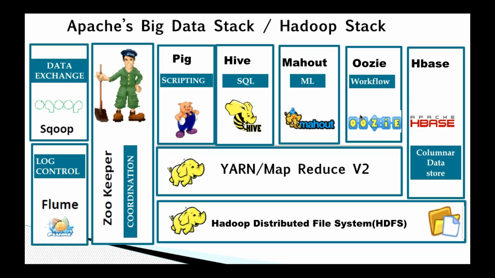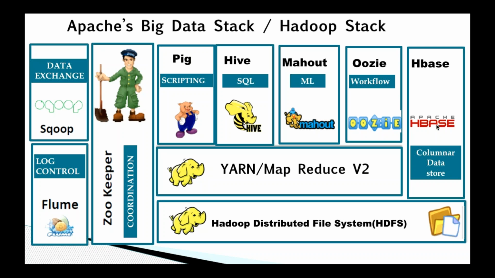Then Oozie is a workflow engine. Now supposing you have many things like Pig, Hive, and you want to run your jobs for Pig and Hive together. So you can define a workflow using Oozie.